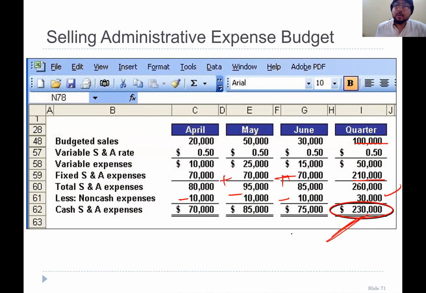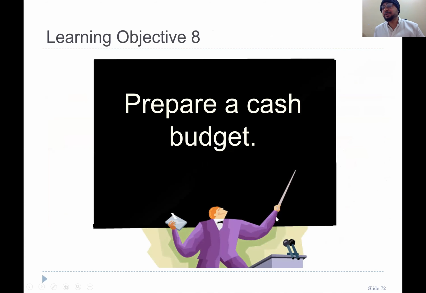Simple one. Now it's time to make the cash budget. Only those items are going to be included which are backed by actual cash outflow or inflow. So what is the pro forma, or how do we make the cash budget?